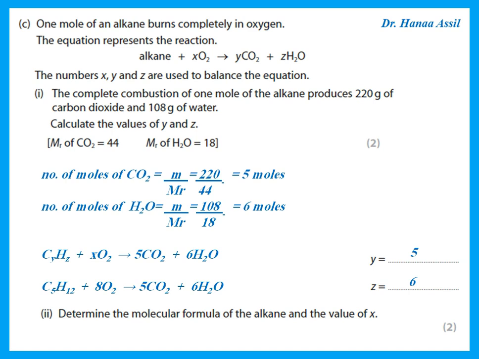Now, we balance it to get what is X. So if you balance it, how many oxygens after the arrow? I have 2 times 5 is 10, plus 6 oxygens, so that is 16. So before the arrow, I need 2 times 8. And that means the molecular formula is C5H12, and X, which is the coefficient of oxygen, is 8.